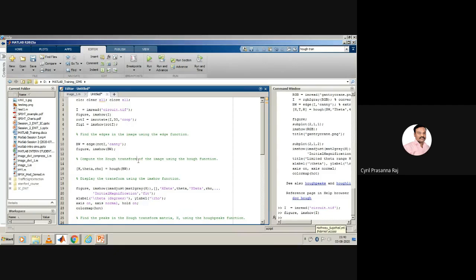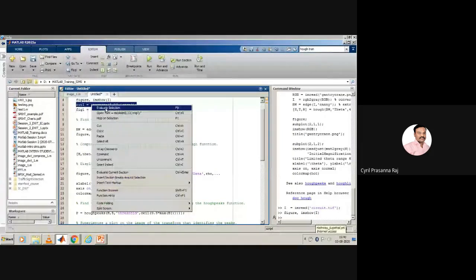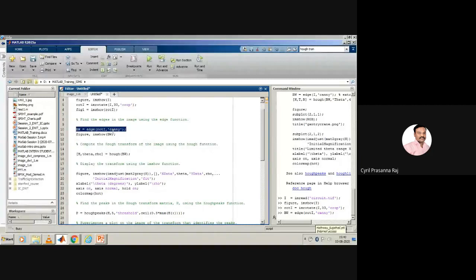Once the image is rotated and we are doing edge detection, we use this function called hough function, and this edge detected image will be applied here, and from that we will determine three parameters called H, theta, and rho. So let us now run this and see what will be the output corresponding to this. We have just rotated the image. After rotating the image, we are doing Canny edge operation, so that we'll be able to get the black and white image, which consists of only edges. Then after that, we run a program called hough function.